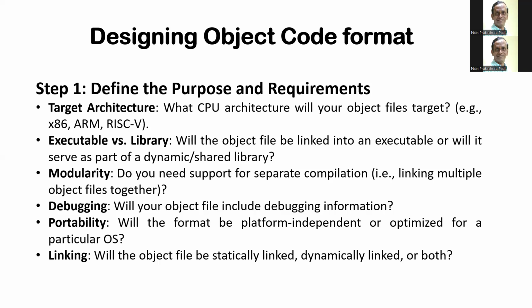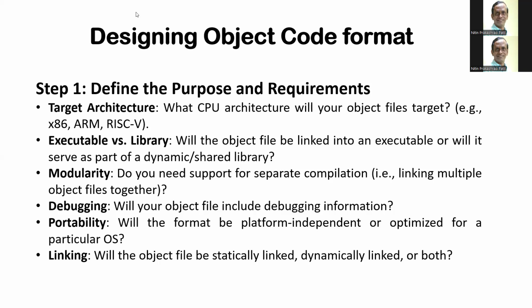So important step one here is we have to define the purpose and requirement of that object code format. Initially we would be considering the target architecture. Now here, our basic aim would be to find out what kind of object file target we want, whether it would be meant for x86, ARM, or RISC-V. Next, we have to find out whether the object file we'll be creating will be linked into an executable, or whether it would be part of some dynamic or shared library.